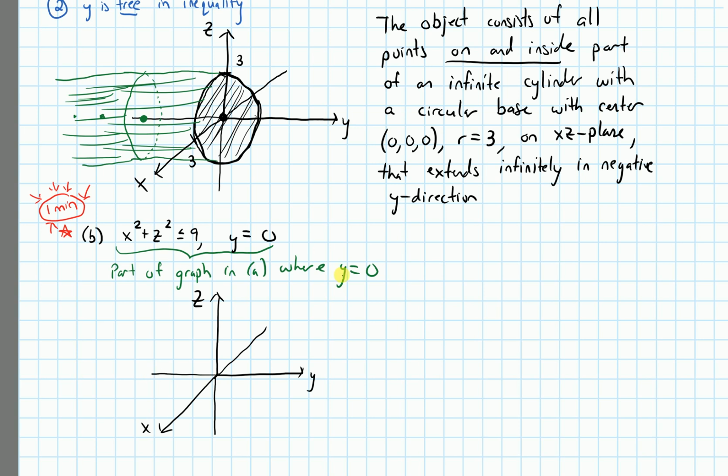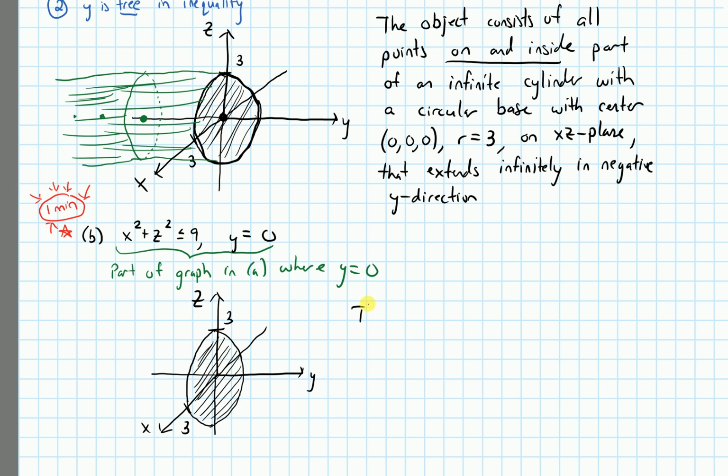So if y needs to exactly be equal to 0, that means we are only allowed to be on this base circle right here, where the z goes up to 3 here, x goes up to 3 there. So we're only allowed to be in this circular disk. I can be on it because I have x squared plus z squared equals 9, and I can be inside it because it's allowed to be less than 9.